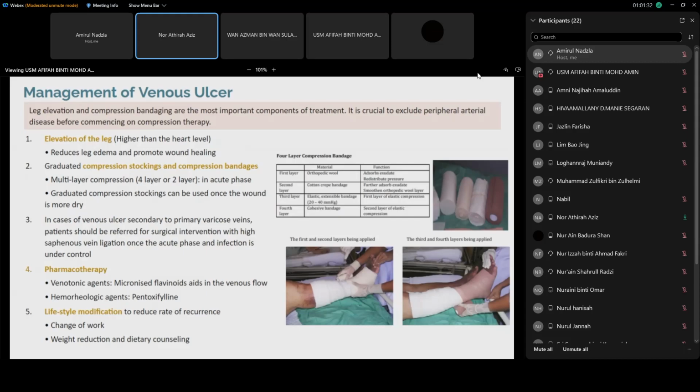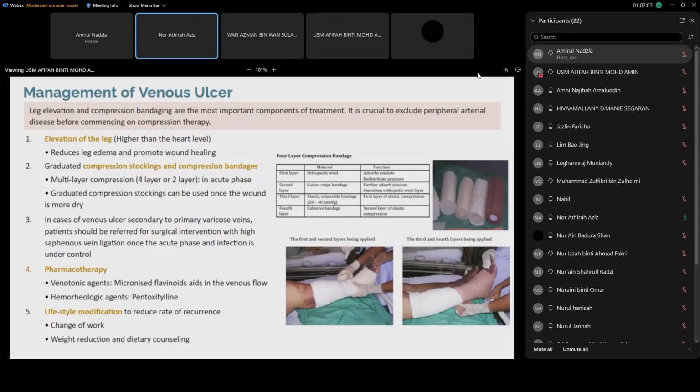And in case of venous ulcer secondary to primary varicose vein, patient should be referred to surgical intervention with high saphenous vein ligations once the acute phase and infection is under control. And for pharmacotherapy, we can give patient venotonic agents or hemorrheologic agents to help with the blood flow. And lastly, we can advise patient on lifestyle modification.